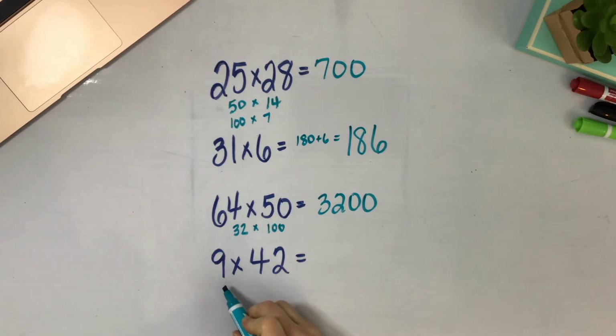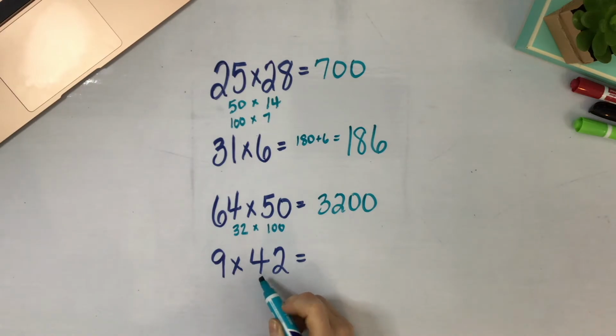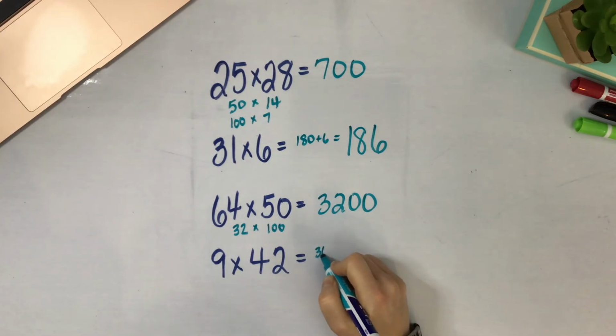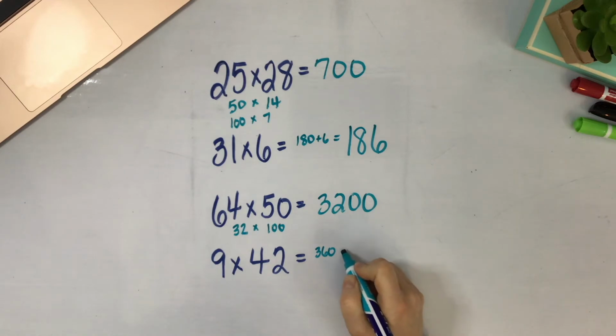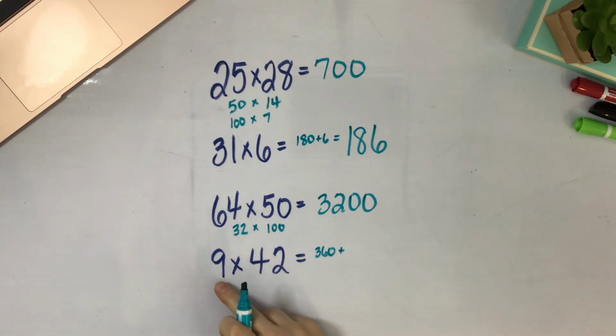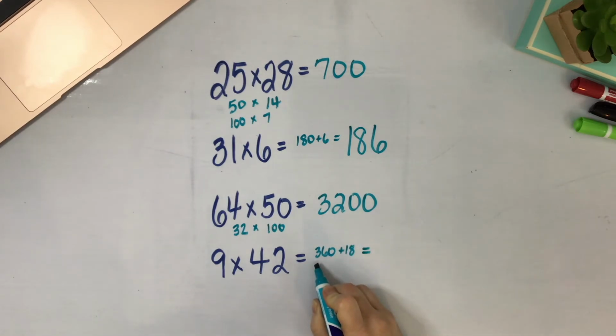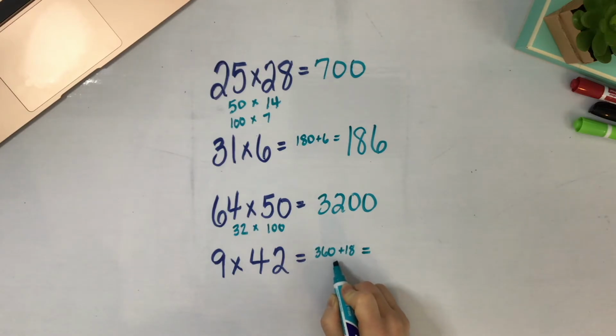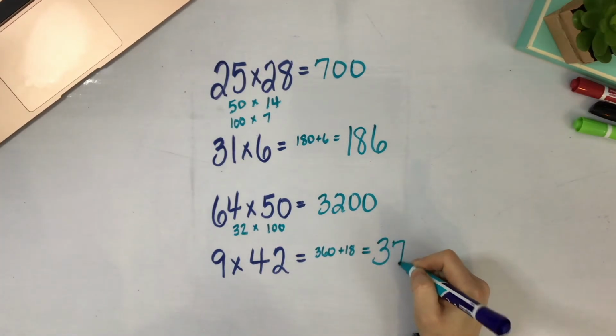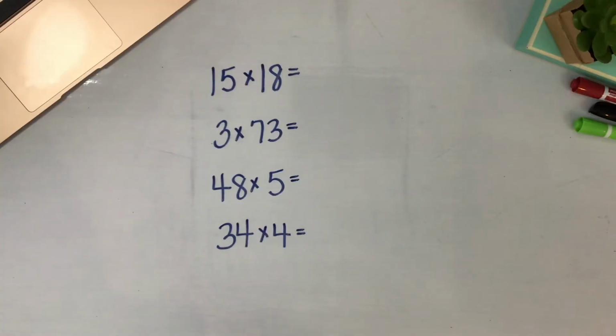Here is a question where I will do partial products. 9 times 40. In my head I'm thinking 360. And I'll have to add that to 9 times 2, which is 18. Add them together and I'll have 378. Okay, now it's your turn. Pause the video, try these questions, and then come back to check your answers.